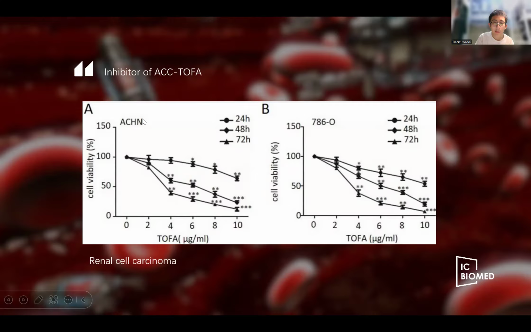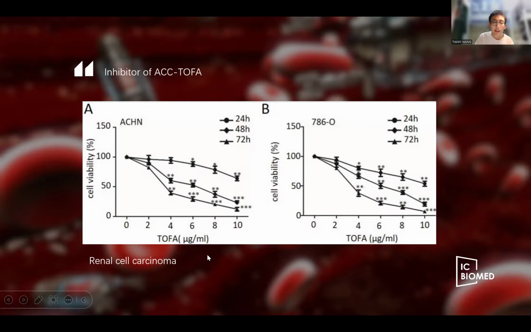And here are some pictures about how it proved its effects to stop the cancer cell from growing through inhibiting the work of ACC. The first one is renal cell carcinoma. It's not about pancreatic cancer, but it shows the potential of this kind of enzyme, which can be used to prevent the development of cancer.